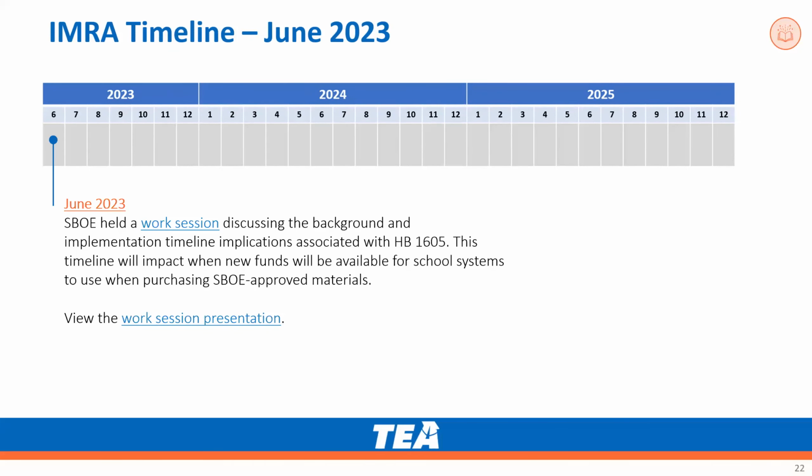And so in June of 23, so a couple of months ago, the SBOE held a work session discussing the background of this bill. A lot of these same slides were shared with them. And the commissioner laid out for the board the set of decisions they would need to make between now and November of 2024 in order to get to that 25-26 implementation timeline. We'll share links to these sessions. They're also on that House Bill 1605 landing page for folks that want it. It's an 8-hour session. This is the 1-hour version. So if you want more detail and want to hear the conversation of the board, feel free to click on those. And I think Megan will share those in the chat with folks.